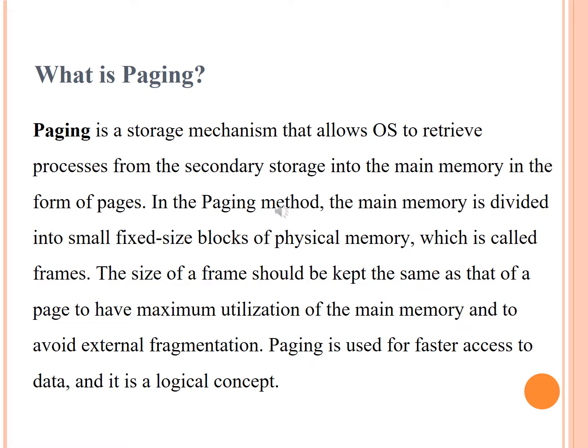Paging is a storage mechanism that allows the operating system to retrieve processes from the secondary storage into the main memory in the form of pages. In the paging method, the main memory is divided into small fixed-size blocks of physical memory, which are called frames. The size of the frame should be kept the same as that of a page to have maximum utilization of the main memory and to avoid external fragmentation. Paging is used for faster access to data, and it is a logical concept.